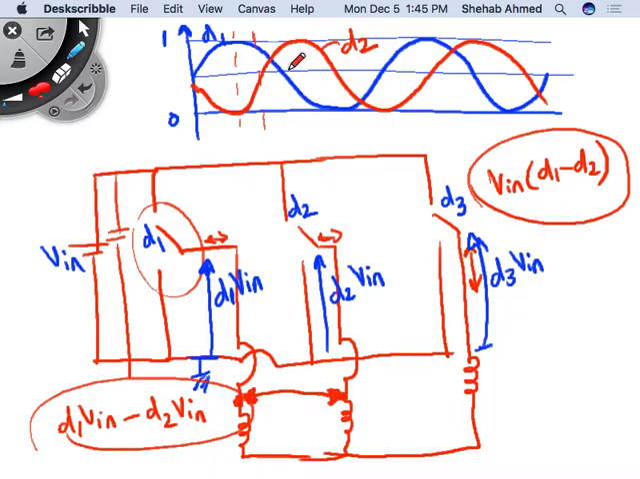VA minus VB, for example. What is that equal to? It's a sine wave as well, square root of 3 larger, and phase shifted by 30 degrees. Right? So I can control D1 and D2 to be sine waves that are 120 degrees apart.